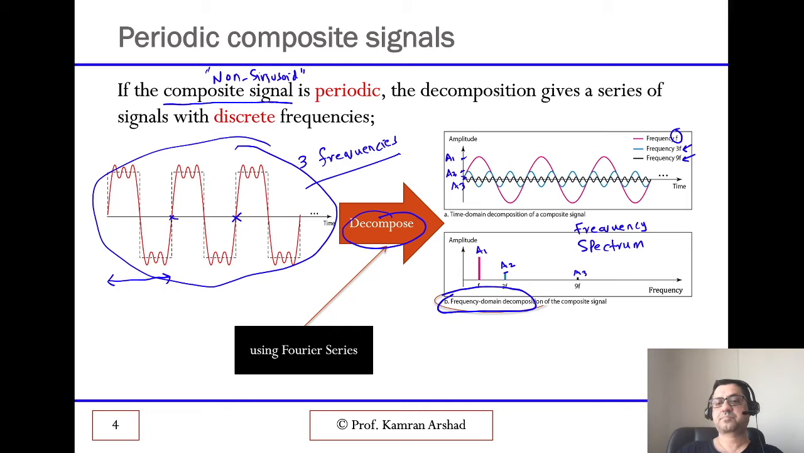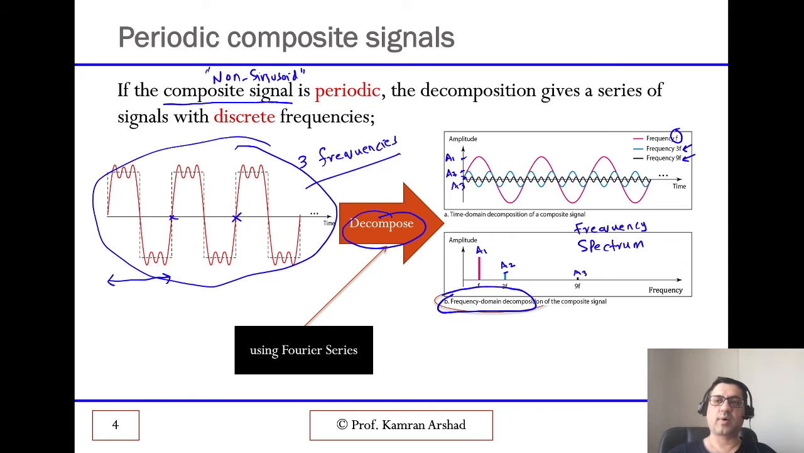that there is a frequency here. How many frequencies are there? Three frequencies: f, 3f and 9f. It means we need 3 sinusoids: amplitude a1 and frequency f, amplitude a2 and frequency 3f, and amplitude a3 and frequency 9f. So this is how we can get this shape back.